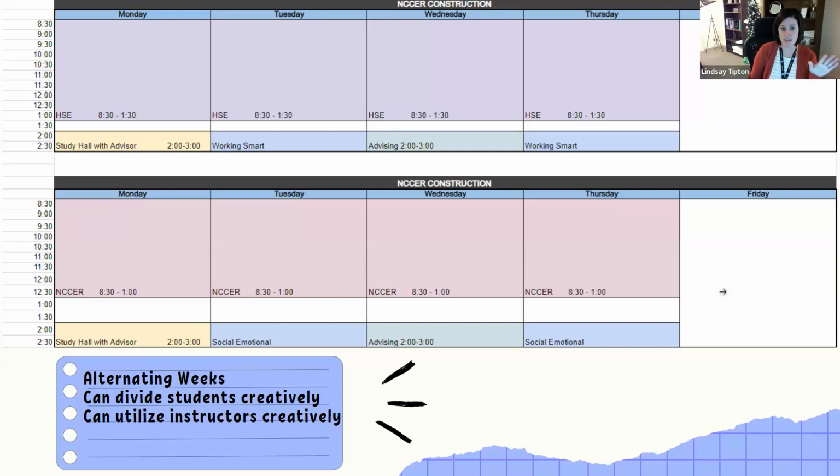Has anybody done anything like this sort of a model before? LaQuisha, maybe, kind of, sort of?